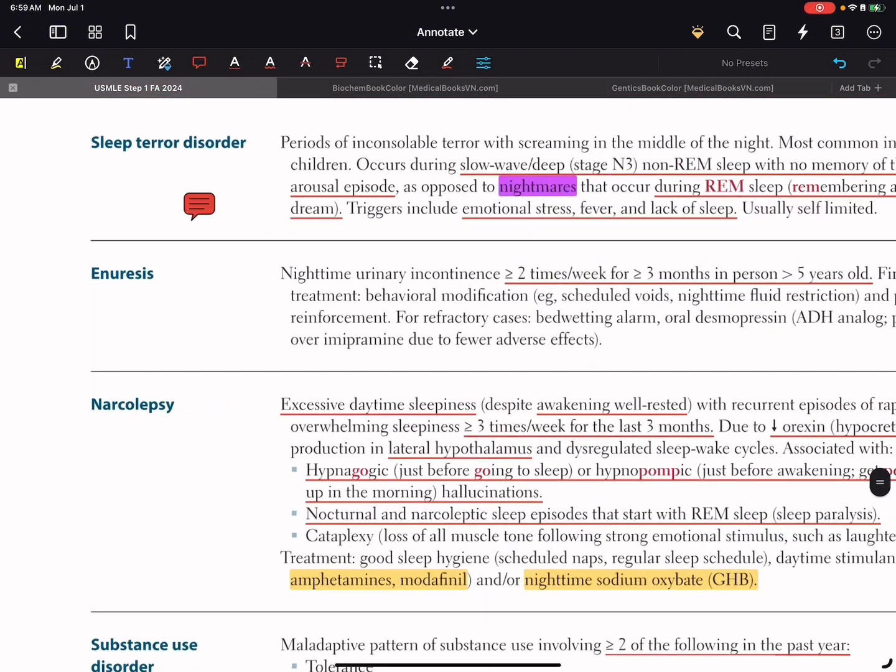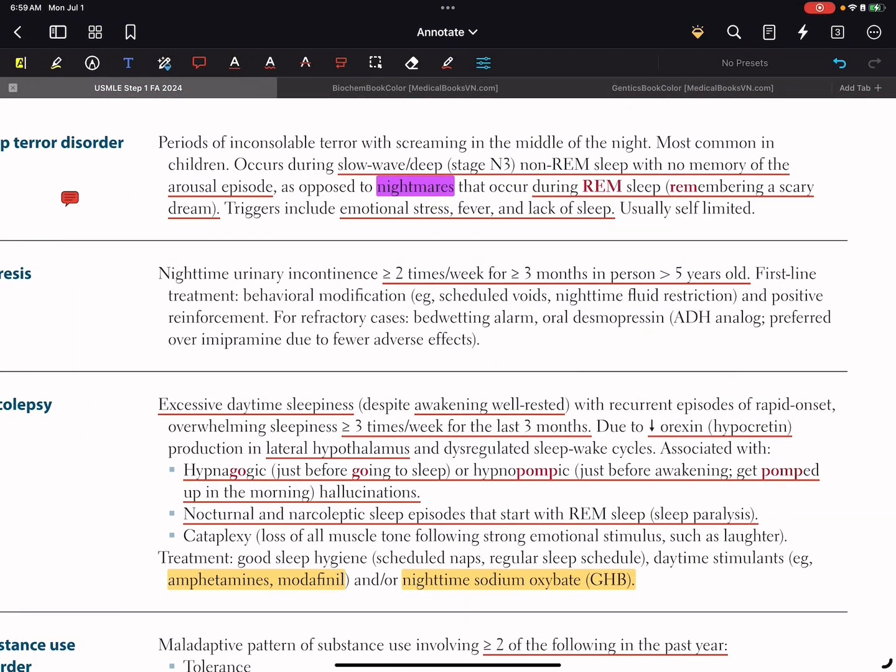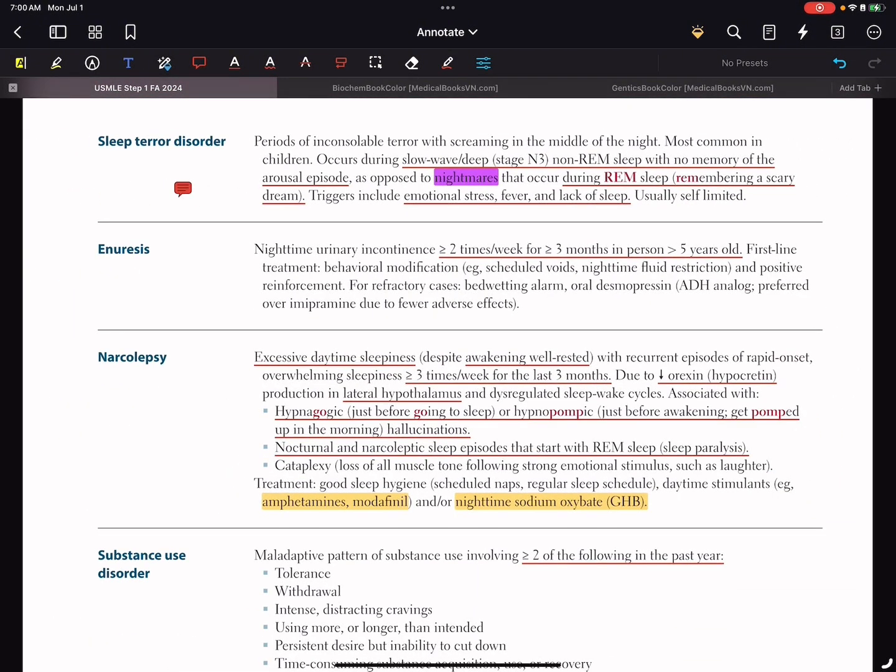Enuresis: nighttime urinary incontinence more than 2 times per week for more than 3 months, in a person more than 5 years old. Okay, so it's nighttime urinary incontinence more than 2 times a week for more than 3 months, in a person more than 5 years old. First line treatment is behavior modification: scheduled voiding, avoiding nighttime fluids, and positive reinforcement. For classic cases, bedwetting alarm. Oral desmopressin, an ADH analog, is preferred over imipramine due to fewer adverse effects. Okay.